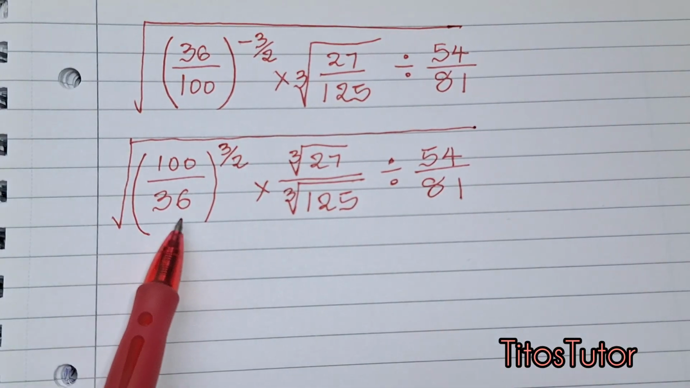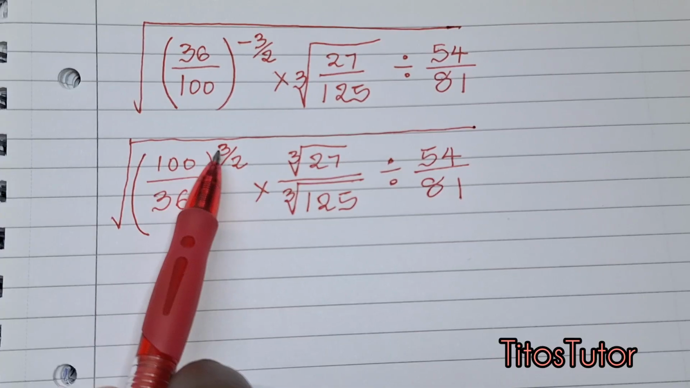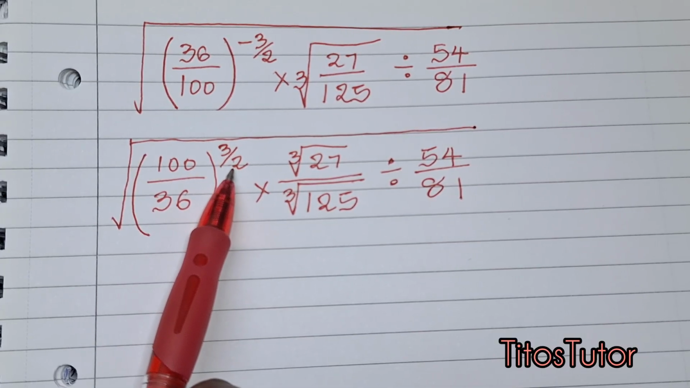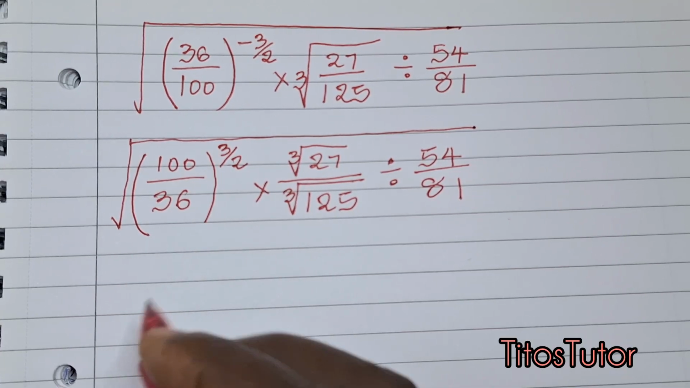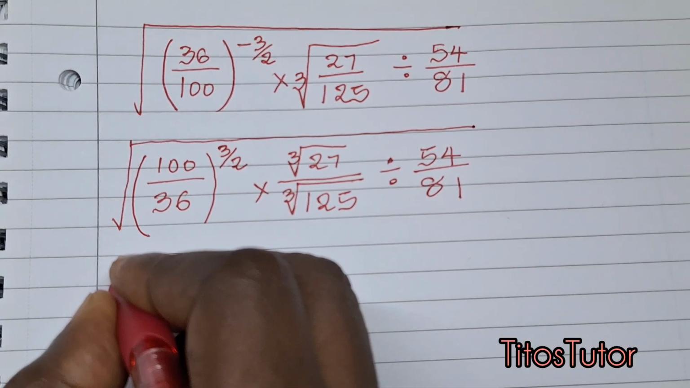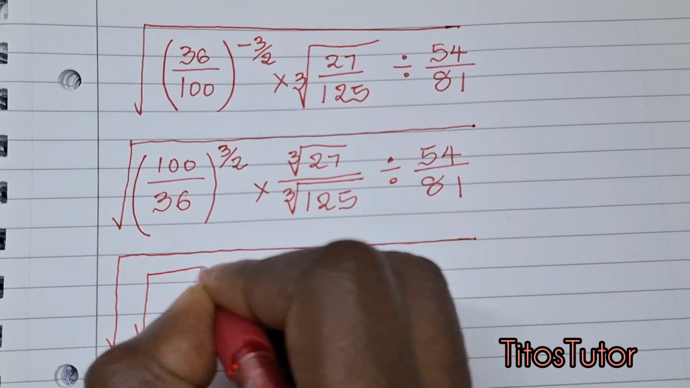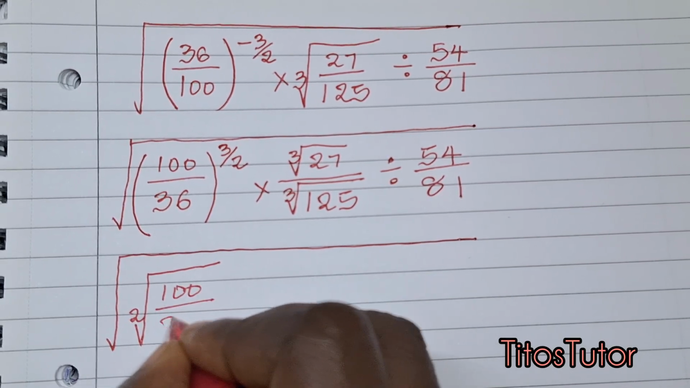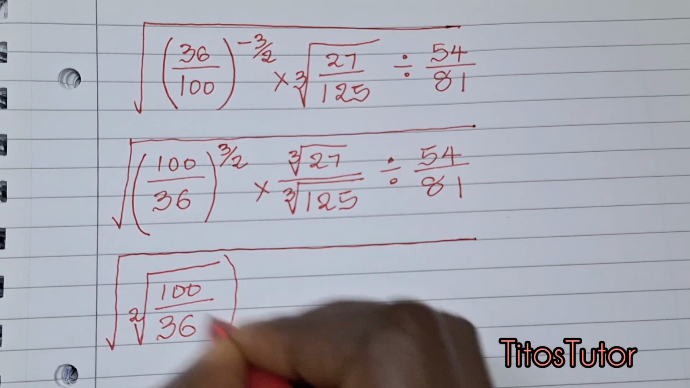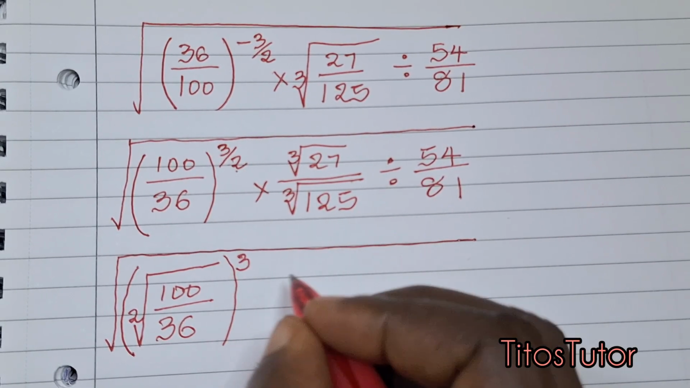Now, next step is to apply the fractional law of indices where the numerator isn't 1. So you do the root of the denominator all raised to the power of the numerator. That's your second fractional law. But don't forget the long square root sign. Okay, so for this, we're going to look for the square root of 100 over 36, and we'll raise all of that to the power of 3. Can you see? Our fractional law has disappeared.